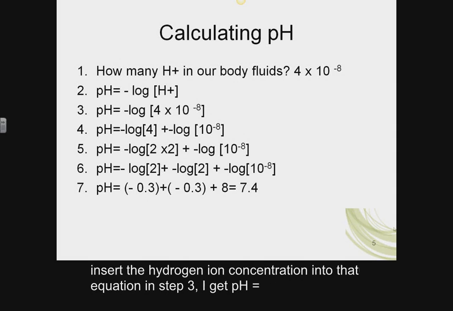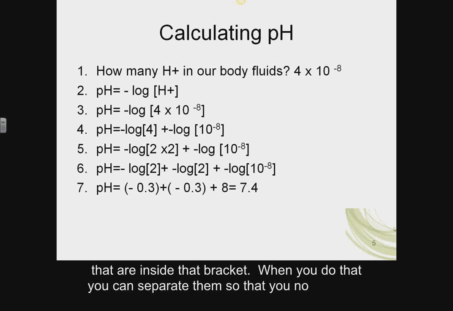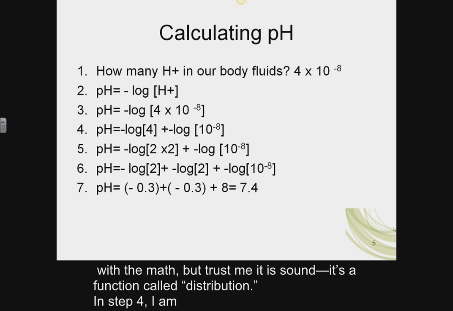If I insert the hydrogen ion concentration into that equation in step 3, I get pH equals the negative log of 4 times 10 to the negative 8. Now, with this log function, what you can do is distribute it to the numbers that are inside that bracket. When you do that, you can separate them so that you no longer have the times. You can add a plus function. I know it seems like I'm doing wizardry with the math, but trust me, it is sound. It's a function called distribution.